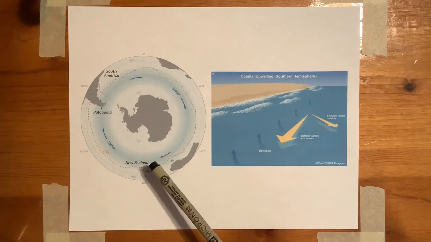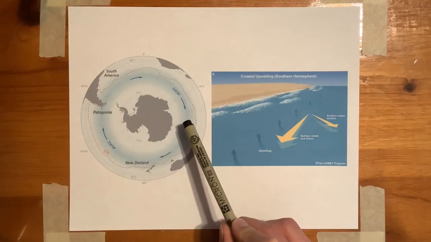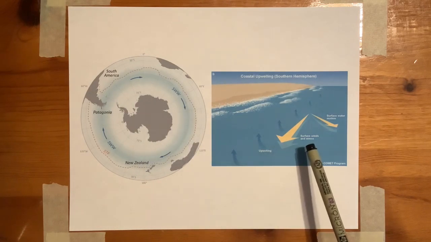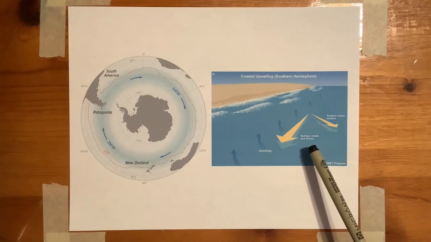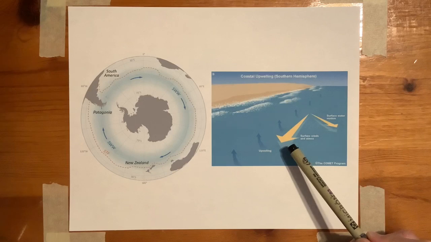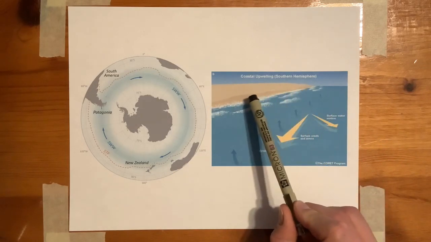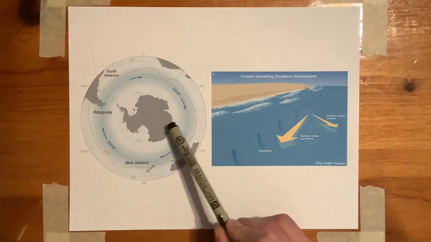And that's significant because the stress of the wind, the friction of the wind on the surface of the ocean, causes the water at the surface of the ocean to move. Right. So here we can imagine this is like the coast. Imagine this is the coast of Antarctica, maybe here.